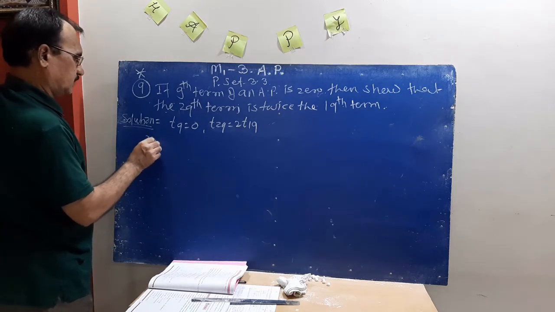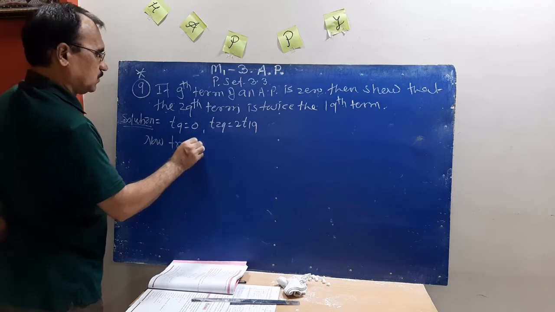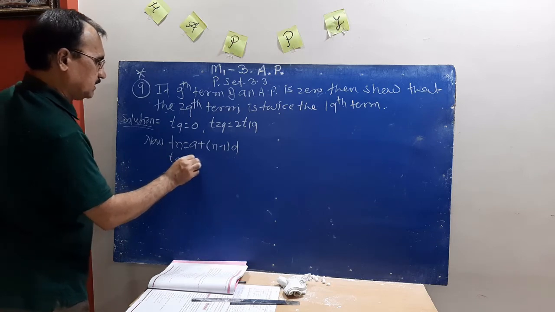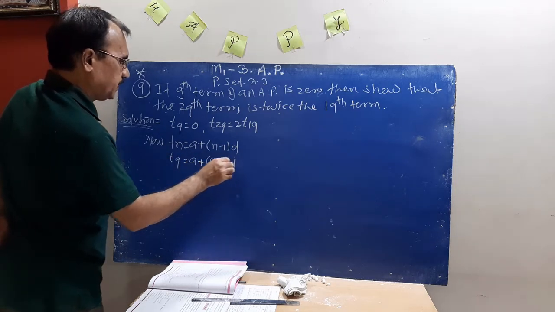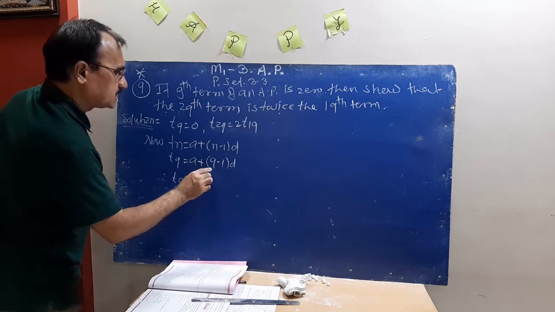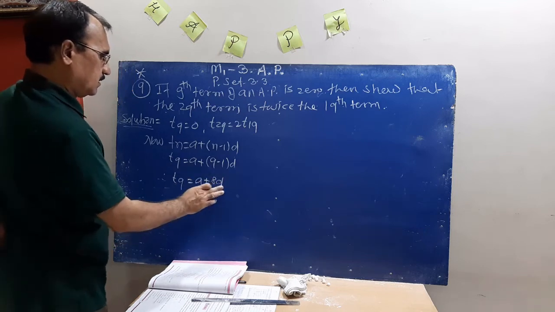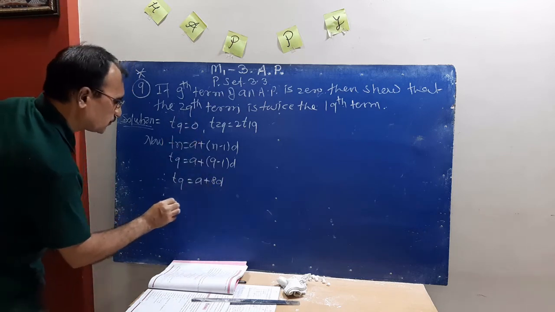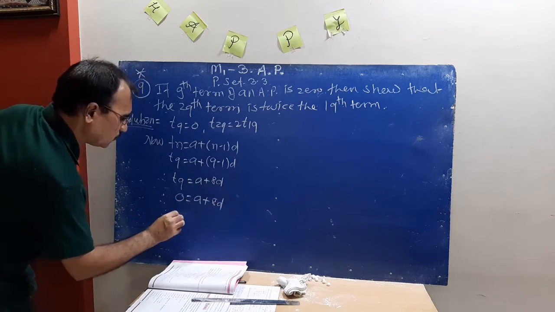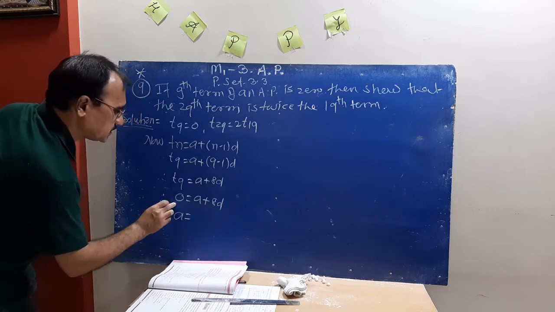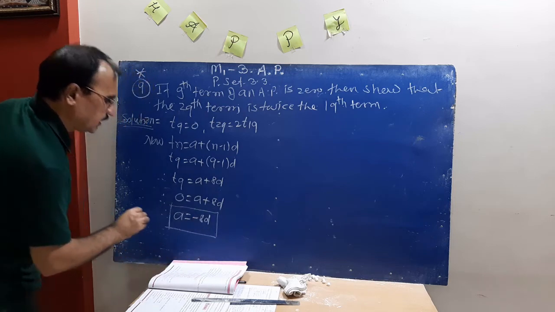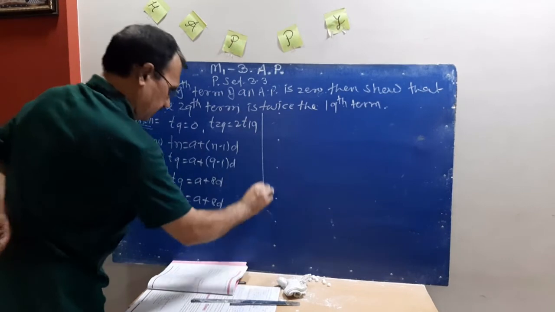First, Tn is equal to a plus n minus 1 into d. Then T9 is equal to a plus 9 minus 1 into d. T9 is equal to a plus 8d, but T9 is 0. 0 is equal to a plus 8d, and therefore a is equal to, take 8d on this side, it is minus 8d. a is equal to minus 8d.